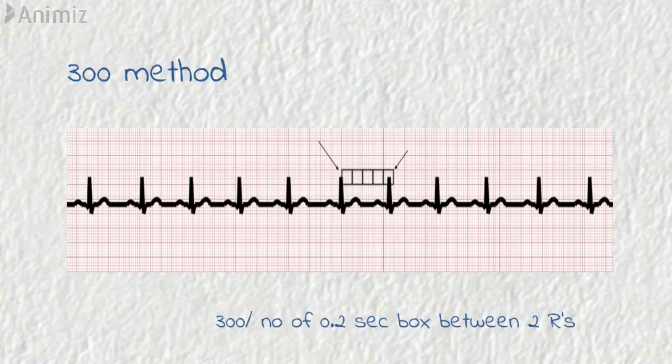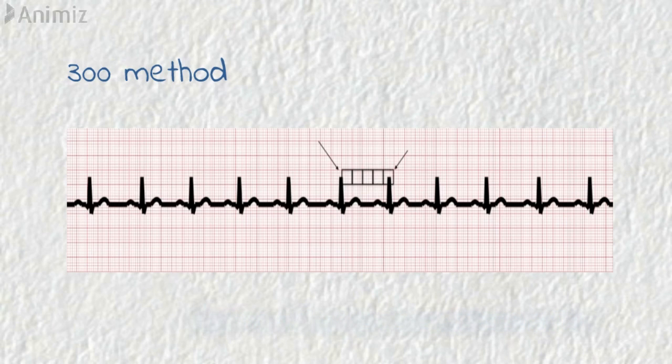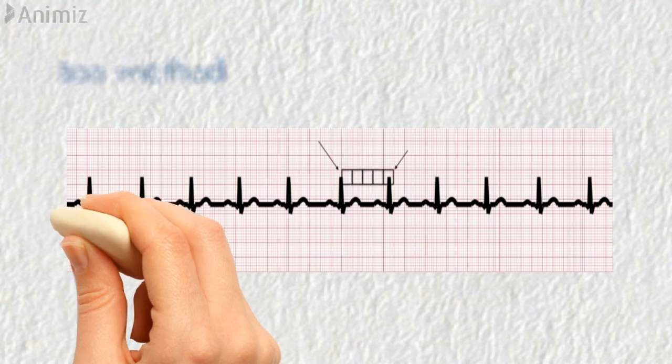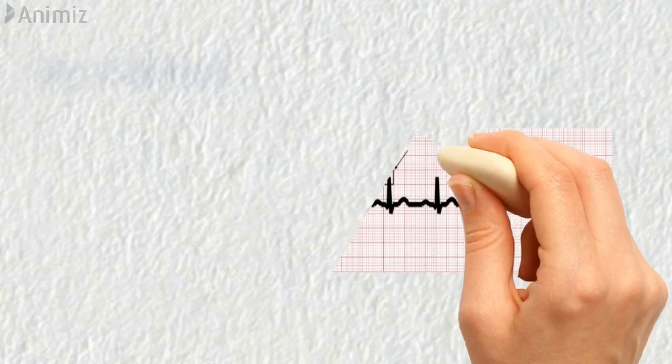There's another famous method to calculate the number of beats by interpreting the EKG. This method is known as the 300 method. For this method, take 300 and divide it by the number of 0.2 second boxes which you can see between two Rs.